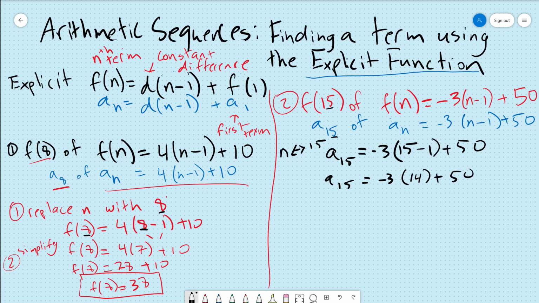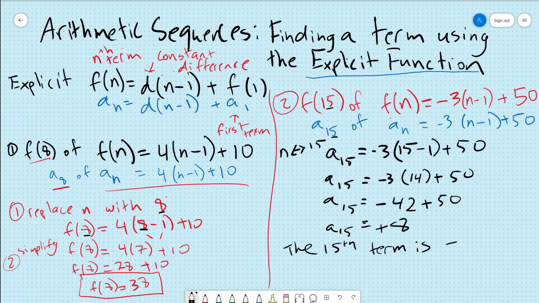And then I'm going to always multiply these two together, just like when you multiply your m and x together. We're going to multiply those two in a similar spot. Opposite signs, always negative. And then I'm going to add and subtract these together. We have got opposite signs here, so we're going to subtract and keep the sign of the larger number. And then we could say that the 15th term is positive 8. Alright, so that's how you find a term using the explicit function in an arithmetic sequence.